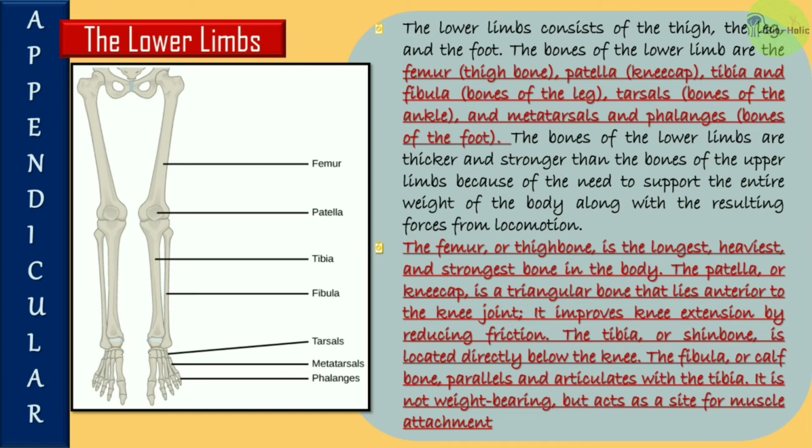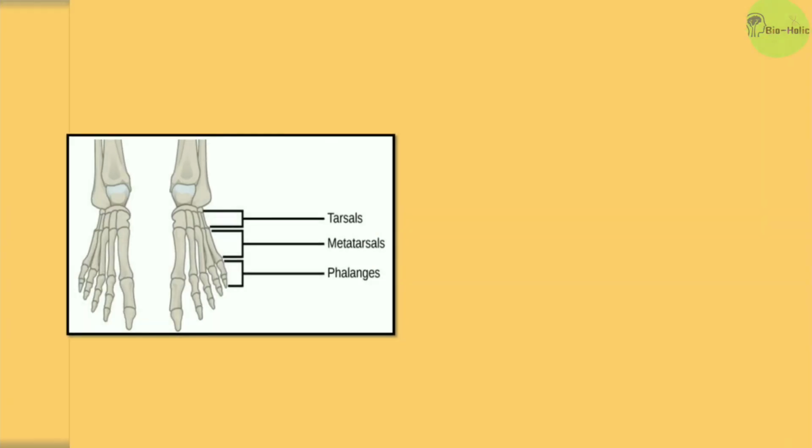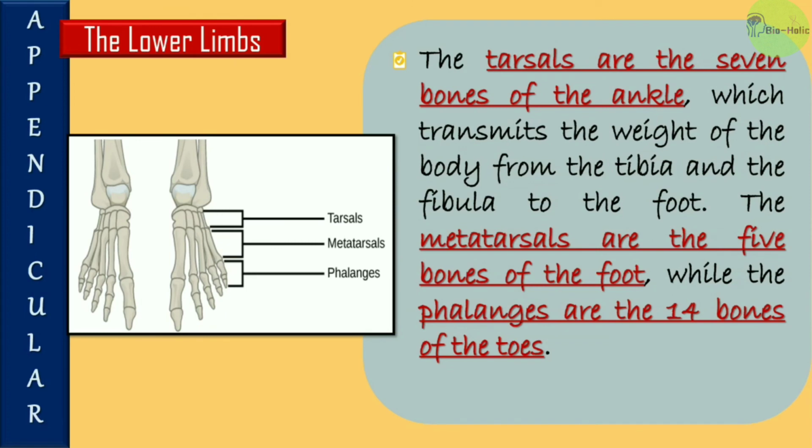The tibia or shin bone is located directly below the knee. The fibula or calf bone parallels and articulates with the tibia. It is not weight bearing but acts as a site for muscle attachment. And the tarsals are the 7 bones of the ankle which transmit the weight of the body from the tibia and the fibula to the foot. The metatarsals are the 5 bones of the foot, while the phalanges are the 14 bones of the toes. In this picture you can see the positions of the tarsals, metatarsals and the phalanges.